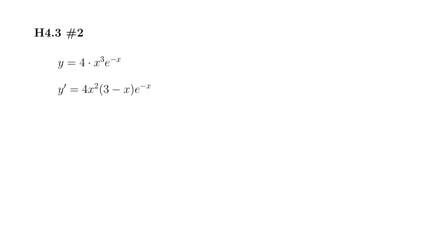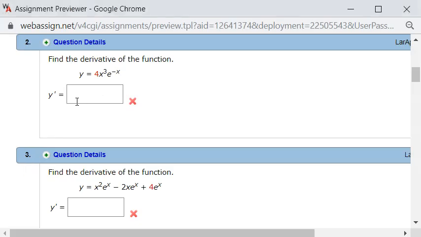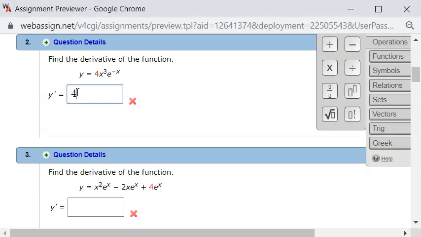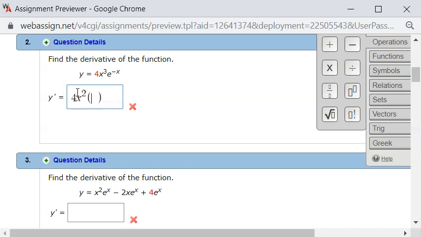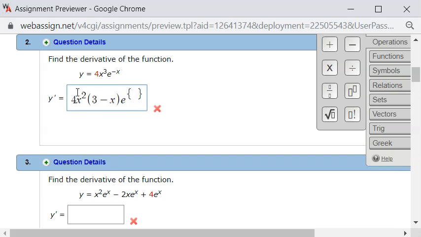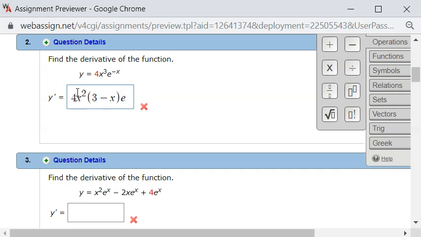So let's type it in. We got 4x squared, then you have 3 minus x, times e to the negative x. Oops, sorry, I don't need that. Negative x. All right, let's check the answer.